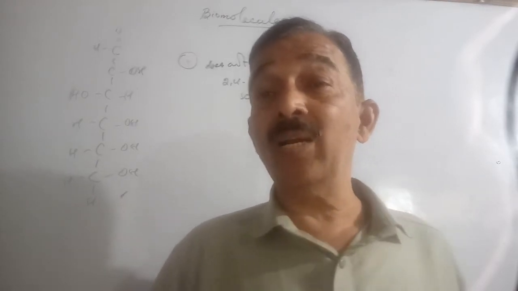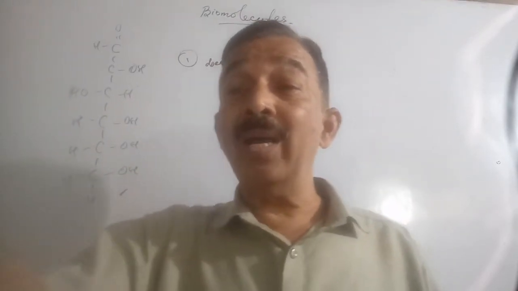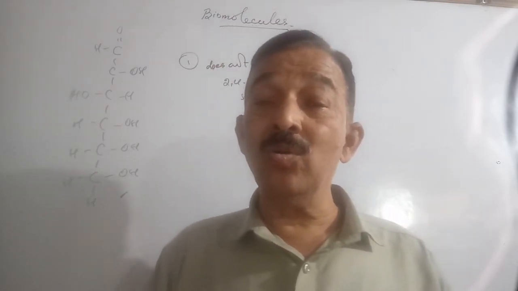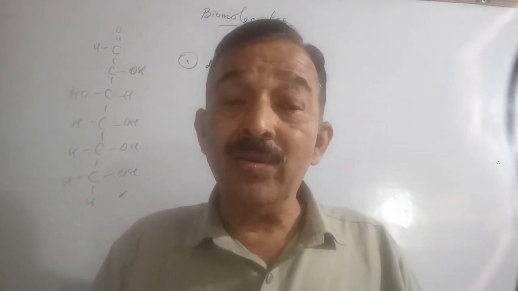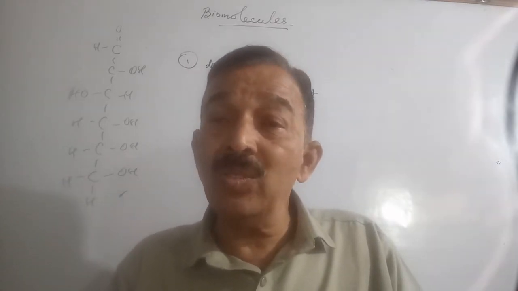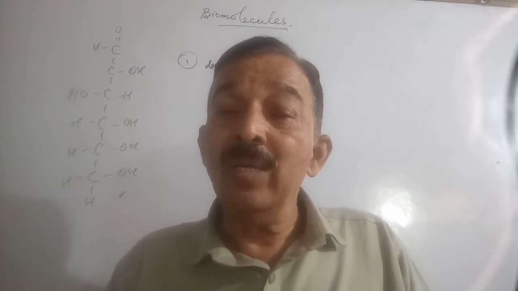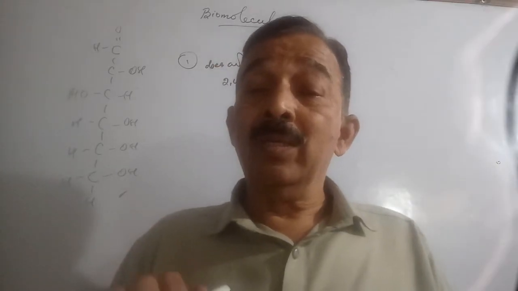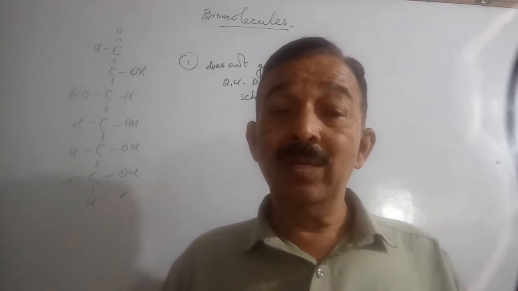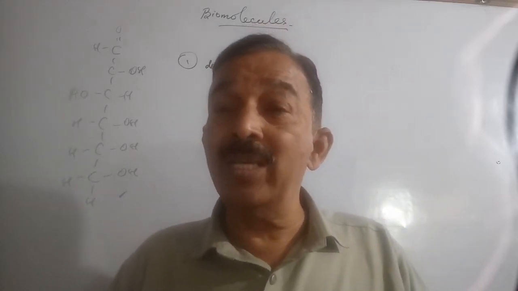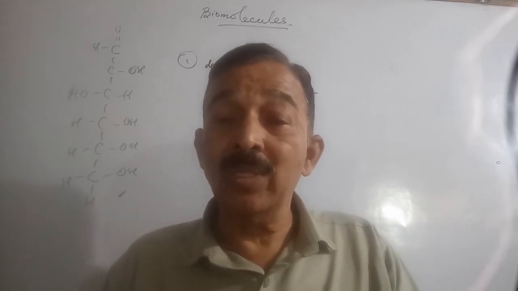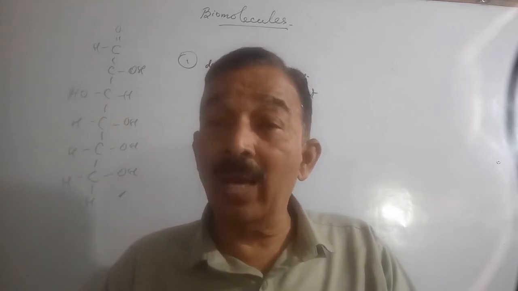Then the second one is the pentaacetate. The pentaacetate of glucose does not react with hydroxylamine, indicating the absence of a free CHO group. The third one is that glucose is found to exist in two different crystalline forms named alpha and beta.